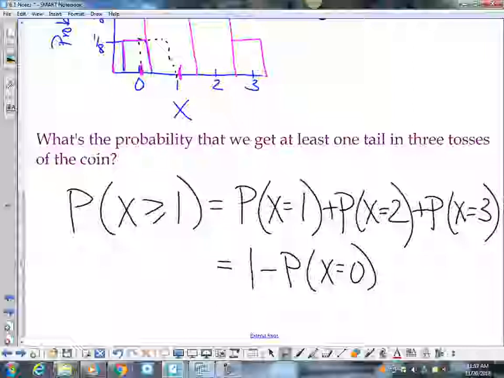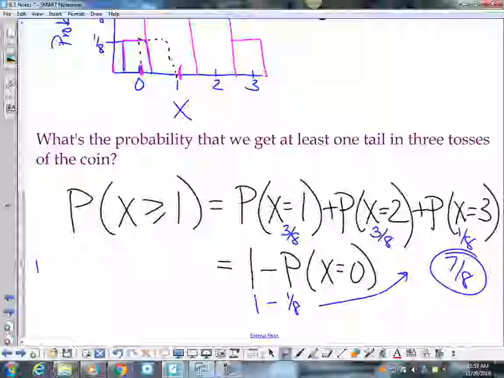So you can do, let's see, what's the probability that X equals 1? 3/8. What, X equals 2? 3/8, and X equals 3. And add them together and you get 7/8. Okay, what if we do it this way? 1 minus 1/8, which still gives me 7/8. So the probability that X is greater than or equal to 1 equals 7/8.